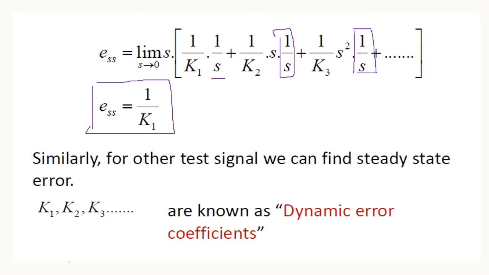Similarly, for the other test signals, we can find the steady state error, and k1, k2, k3 are known as dynamic error coefficients. Now for example, instead of a unit step function, I can go with a unit ramp function, that is 1 divided by s square, or I can go with the parabolic function, that is 1 by s cube. I get different steady state error functions or outputs.